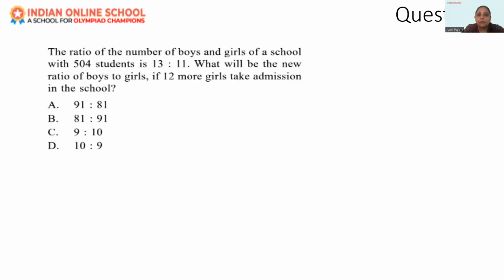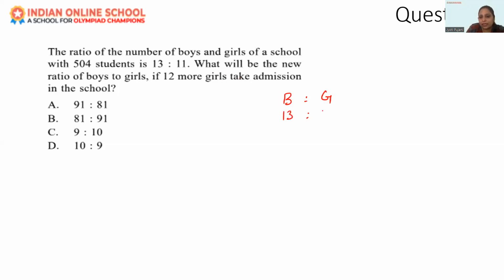The ratio of the number of boys and girls of a school with 504 students is 13:11. What will be the new ratio of boys to girls if 12 more girls take admission in the school? There were a total of 504 students. Some were boys and some were girls, and the ratio of them is 13:11. It means after every 13 boys, there will be 11 girls, then again 13 boys, again 11 girls. So the ratio of boys to girls is 13:11.